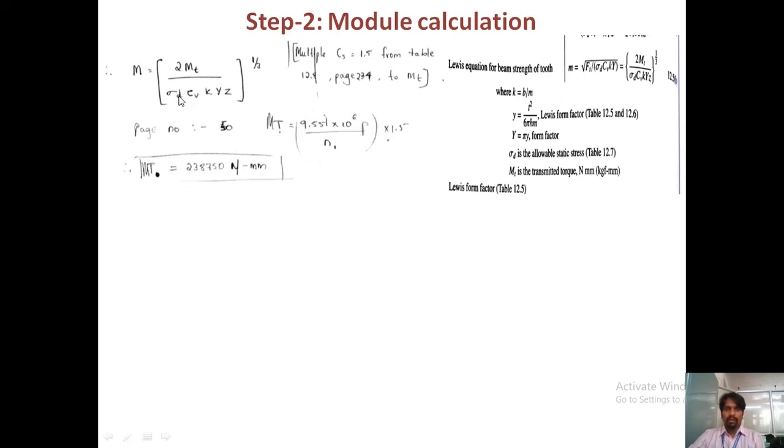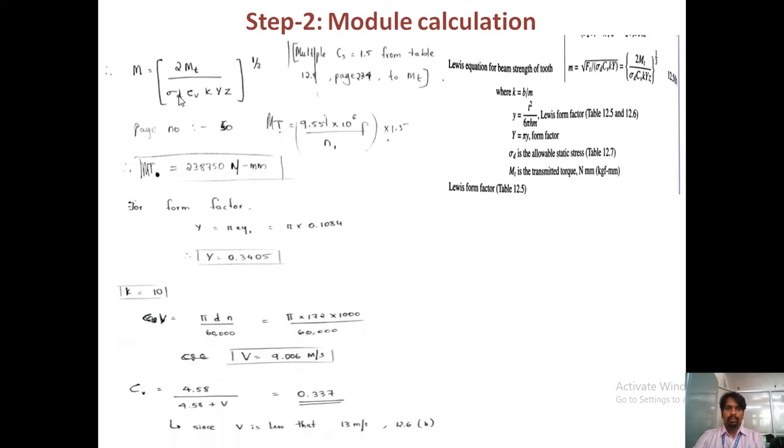So once you get mt, sigma d is known. We need to calculate capital Y, the form factor, which is given by pi times y1. Y1 we already calculated for the assumed value of the teeth. So the Y is obtained as 0.3405. Y is known, and we know that b is equal to k times m. The k varies from 9.5 to 12.5, which I already explained in the previous problem. So assume k is equal to 10, irrespective of the data given for this spur gear.